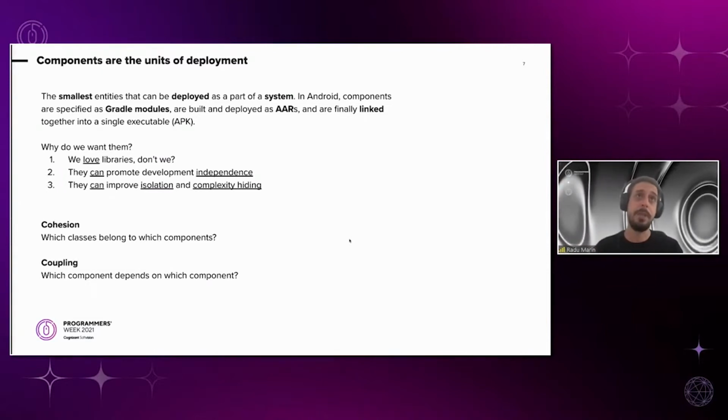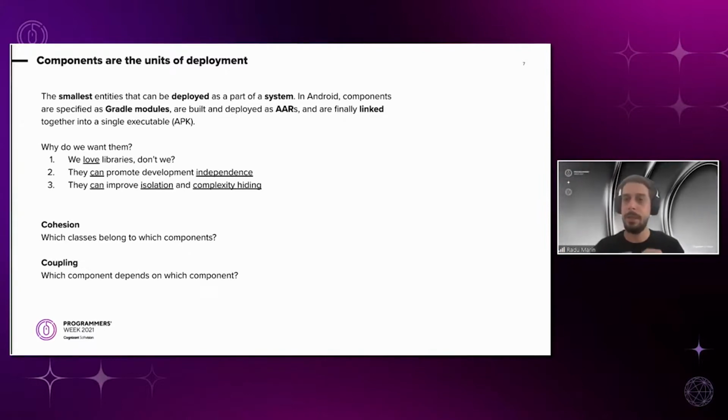Now let's move on to components. So we were talking about what are components. They are these units of deployment, these small entities that have to be deployed as a part of the system. And in Android, we know them as Gradle modules or libraries, and we link them together and we get our big single executable, which is the APK. So why do we want components? Well, libraries, right? Can you imagine modern Android development without libraries? Because if I started the project without Retrofit or Coil or without Room or SQLDelight, I'd be like, wow, I really don't want to implement these. So yes, we do love libraries for what benefits they bring to us.